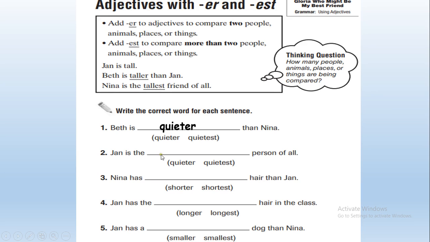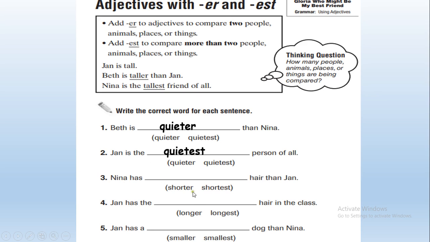Jan is the quieter or quietest person of all. We're comparing one girl to all people, so we're comparing more than two. So what do we add to the adjective? Yes, EST. So Jan is the quietest person of all.